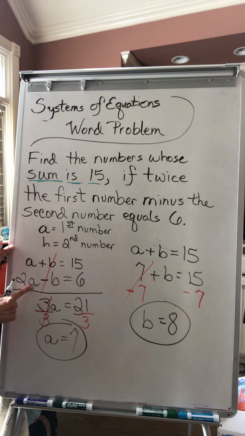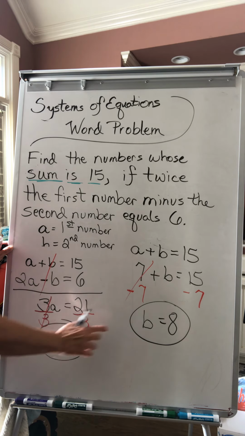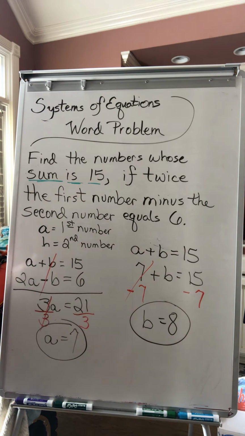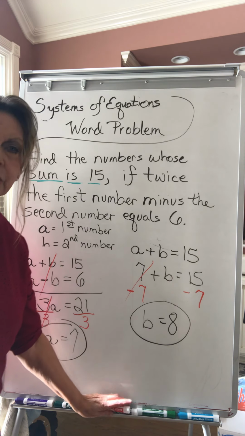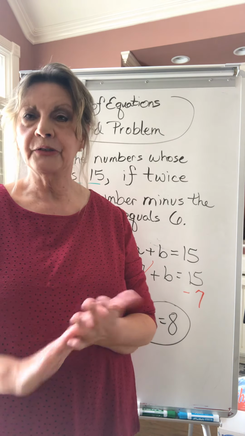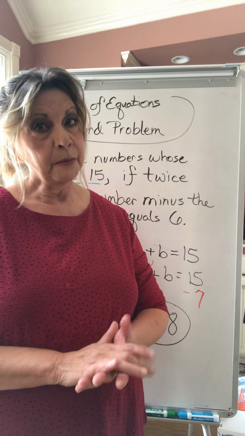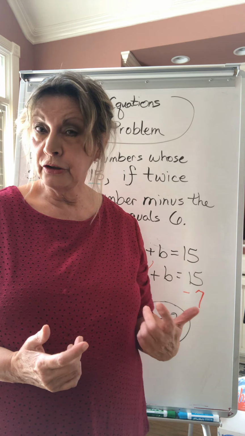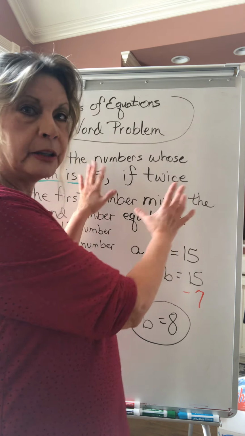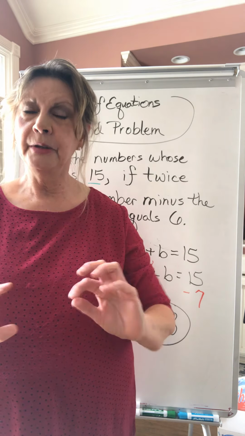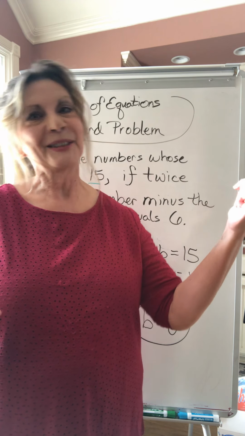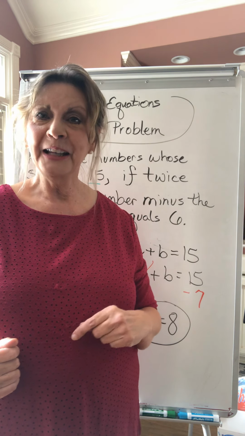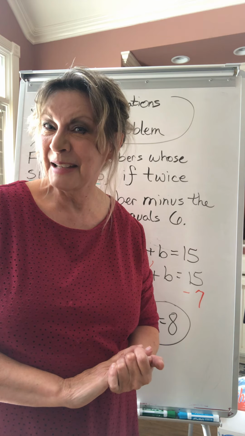2 times 7, 14. 14 minus 8 gives me 6. So we see it is going to work in both equations. We have solved for our A and we've solved for our B by writing equations that will work from these words. We put number sentences for word sentences. It worked fine. We'll do another one next time.